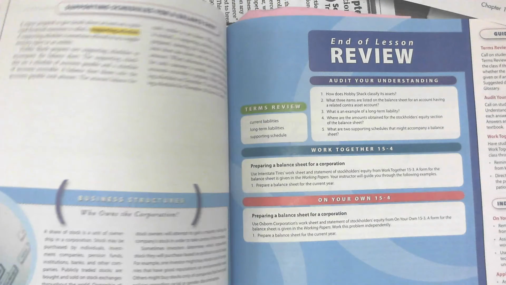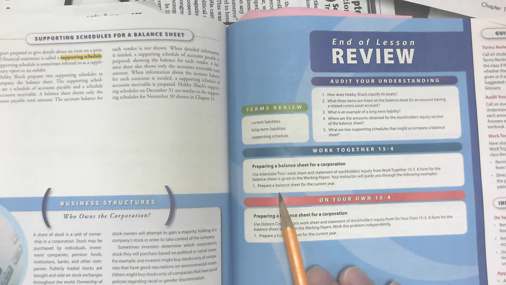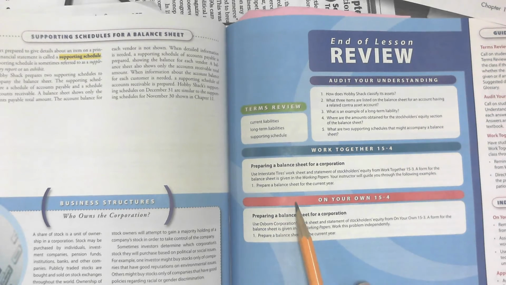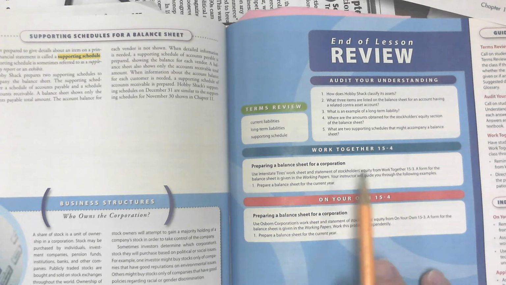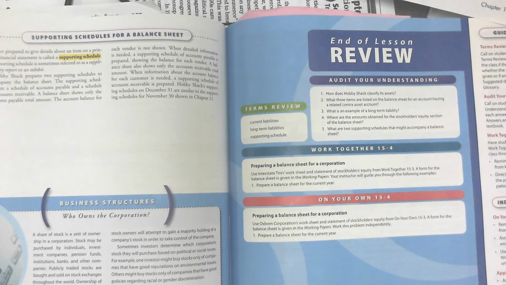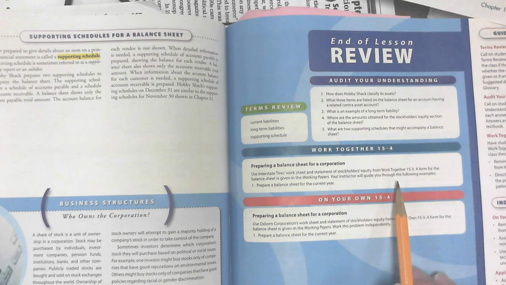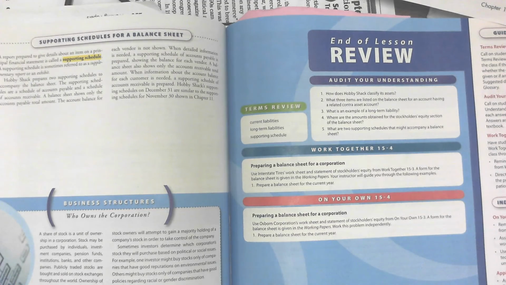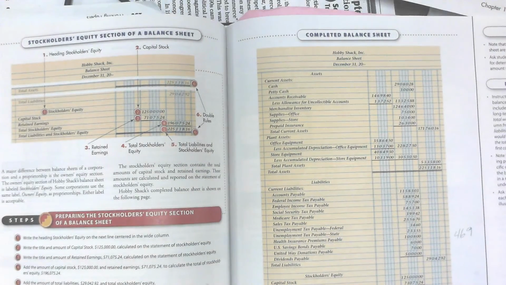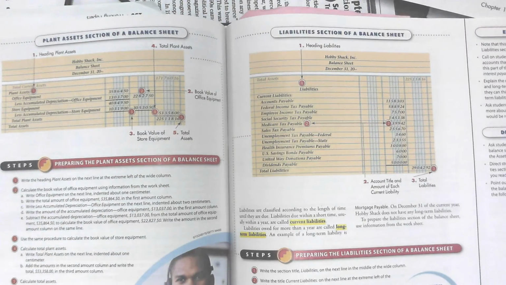So, looking at the work together part, here it tells you you're going to need stockholders' equity, but it doesn't tell you you will need the worksheet, but you'll need that. Prepare a balance sheet for the current year. Basic instruction there. So what I'm going to do, I'll just turn back. We'll do this one section at a time.